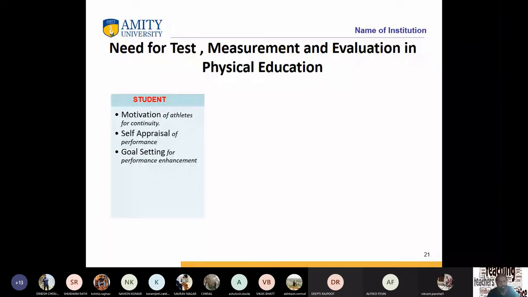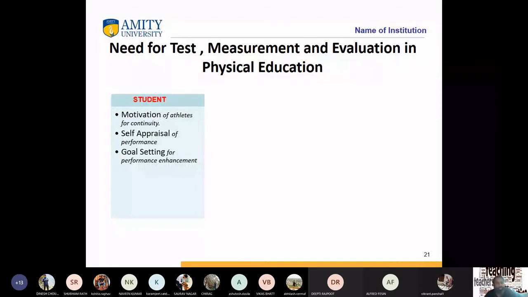So, surely the need for test, measurement, evaluation is there from the student perspective, in terms of keeping motivation and self appraisal, and helping the child with goal setting. And dear students, most of the time we need to understand, when you get into the profession, you will be investing a lot of time, energy, and money, and various other resources into the training of athletes. After spending so much with the athlete, it's very challenging to lose an athlete just because the child lost the motivation. And this is a very common reason.